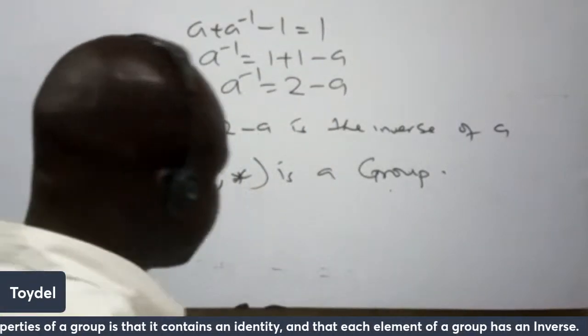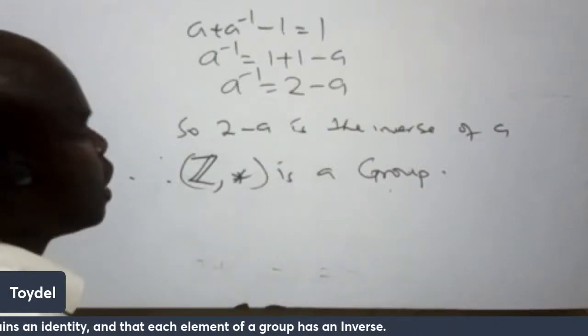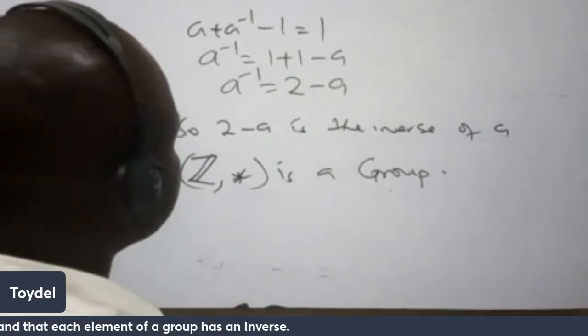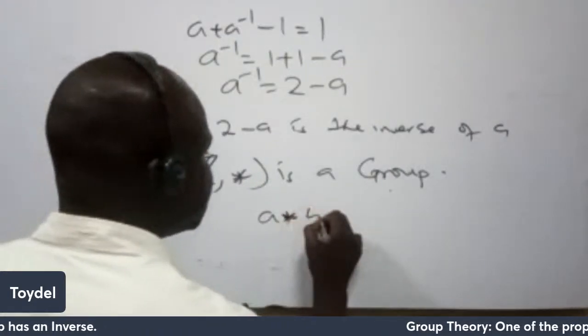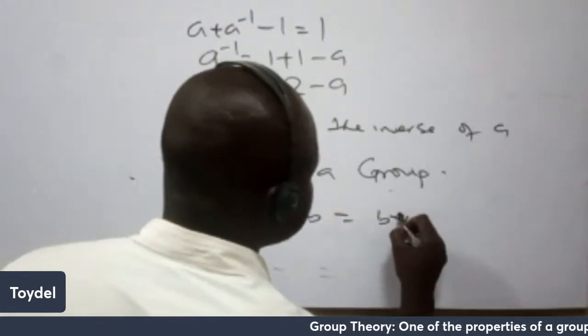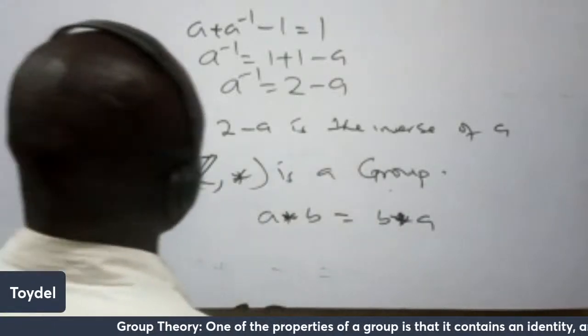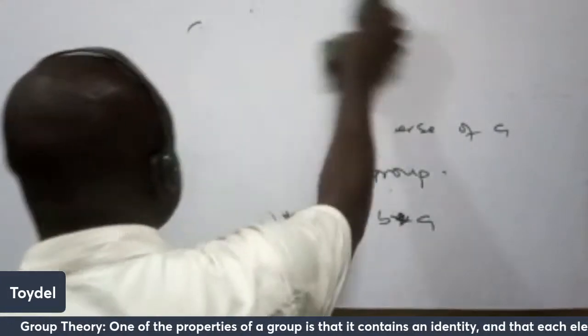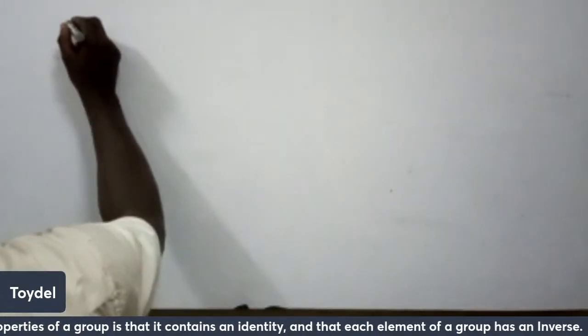And since this is a group, we can also check if this group is an abelian group. If you want to check for abelian, we just test for the commutative property, that is, show that A asterisk B is equal to B asterisk A. If you are able to show that, it shows that the group is also an abelian group, and that is what is expected if you have to check that it is an abelian group.